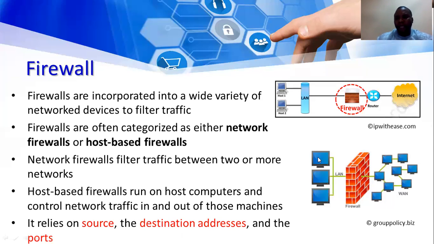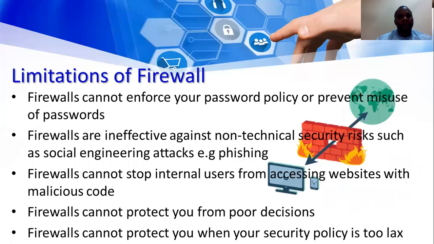You can have a network-based firewall as well, that monitors traffic between two networks. Firewalls rely on source and destination IP addresses and also ports, which means that it is limited to some extent. But that is your first line of defense on the network.